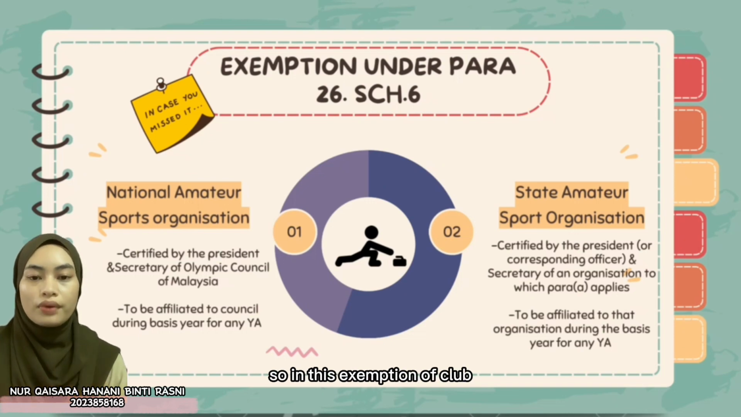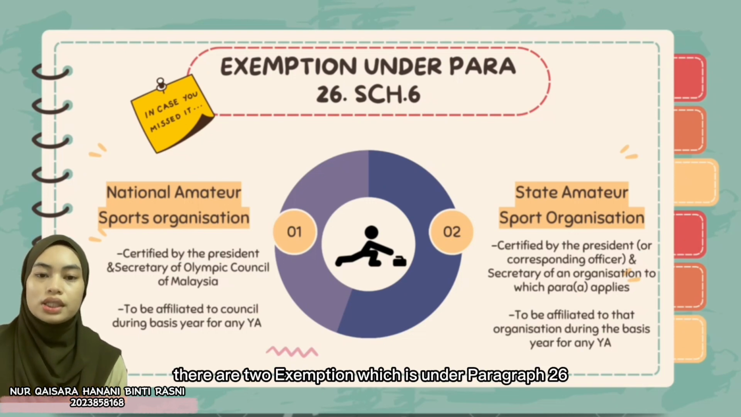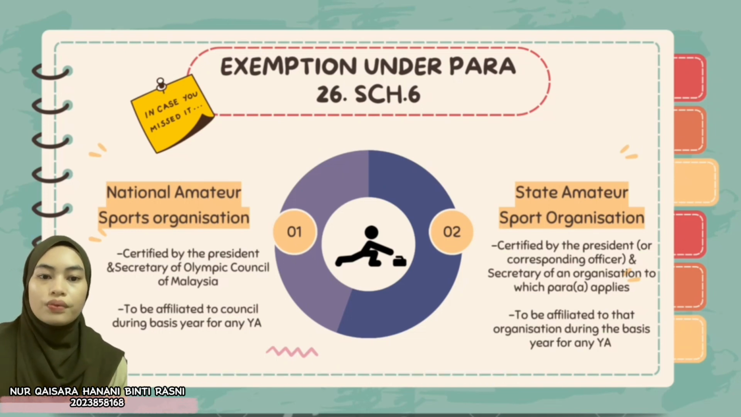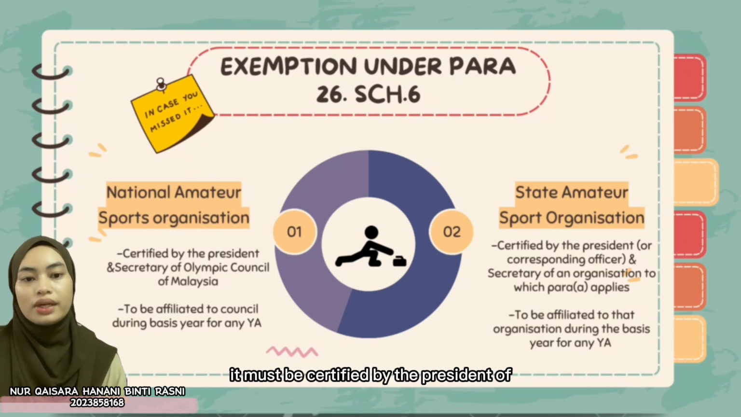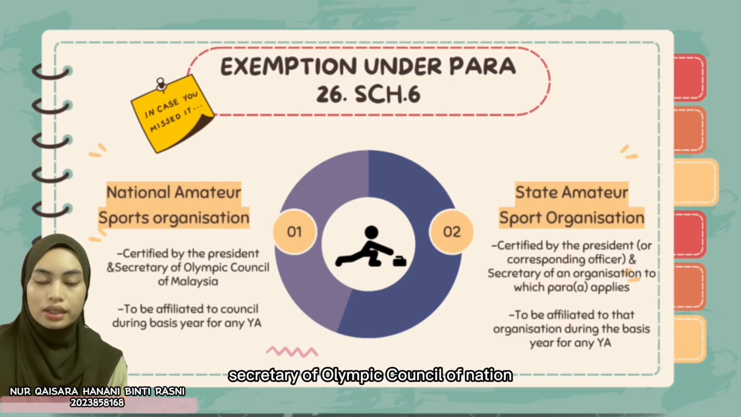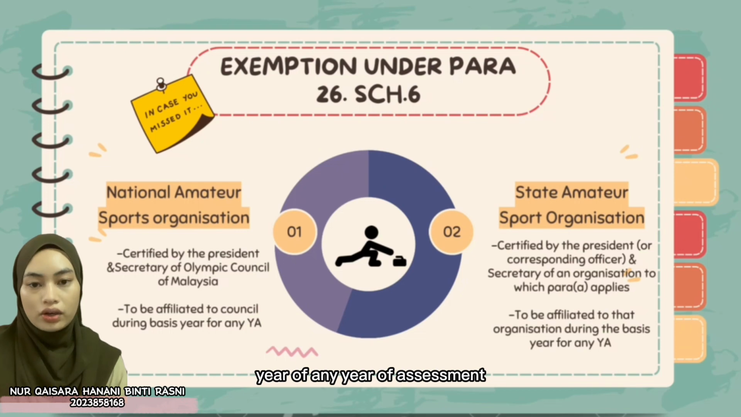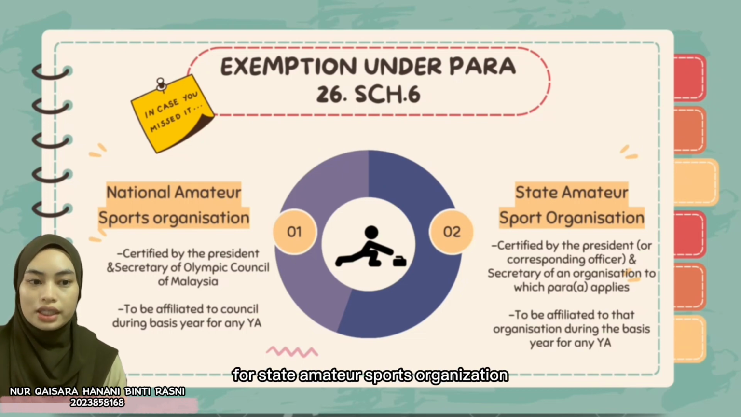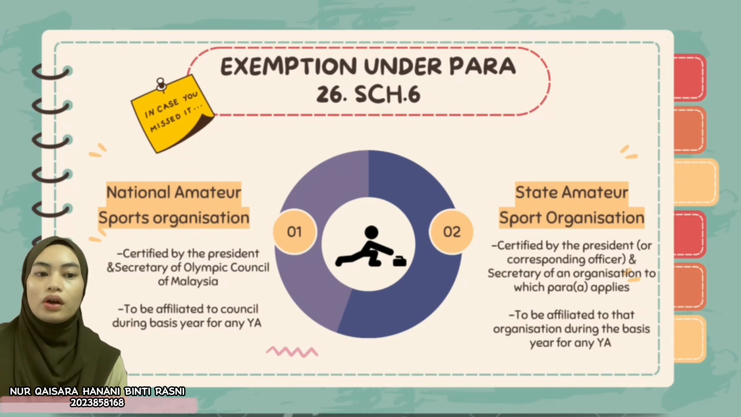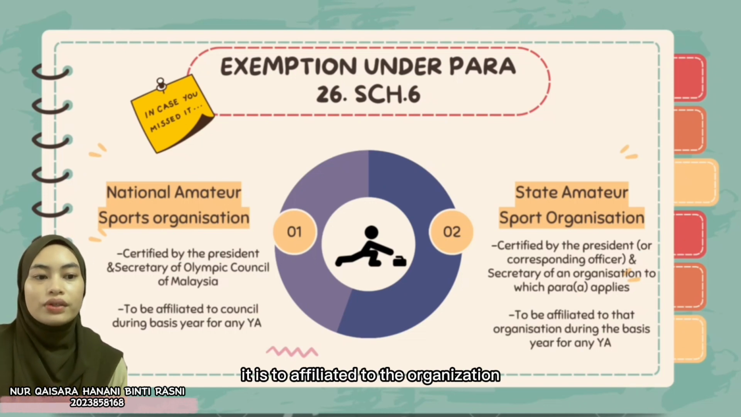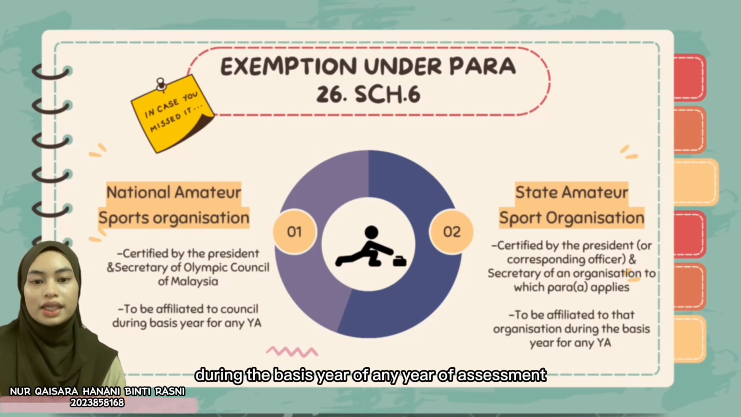In this exemption of clubs, there are two exemptions under paragraph 26: the national amateur sport organization and the state amateur sport organization. For the national amateur sport organization, it must be certified by the president or secretary of the Olympic Council of Malaysia as affiliated to the council during the basis year of any year of assessment. For the state amateur sport organization, it must be certified by the president or corresponding officer and secretary of an organization to which paragraph A applies, as affiliated to the organization during the basis year of any year of assessment.